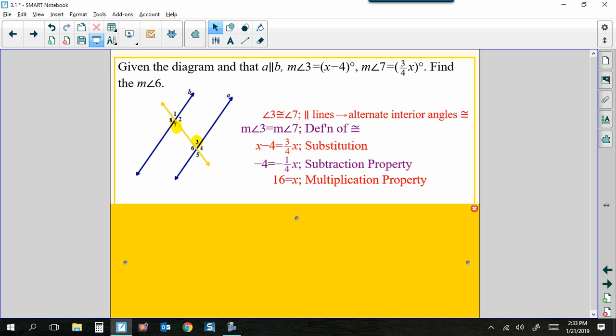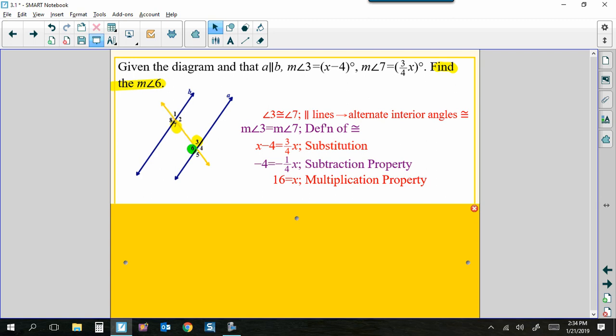Now the question is asking you to find the measure of angle 6. Well, angle 6 is neither of the angles we worked with, but we need to go back to what Miss Net said at the beginning. You either have big angles or small angles. If you have one of each, you know they add up to 180.